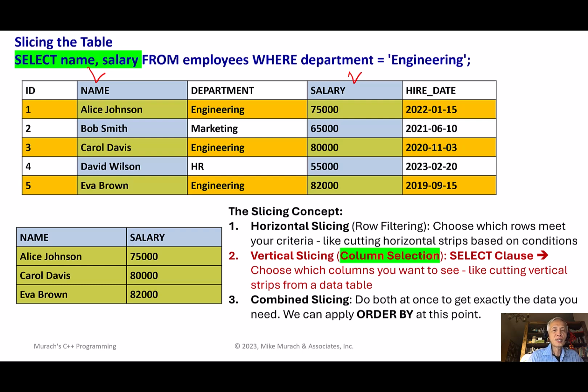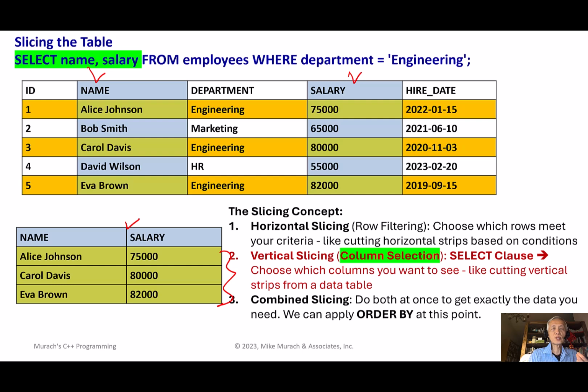And so the end result is a subset of the original employee table, which only contains 2 columns, name and salary, and also 3 rows instead of 5 rows. So it is a subset of the original table. In this case, this is called a result set. It looks like a table.